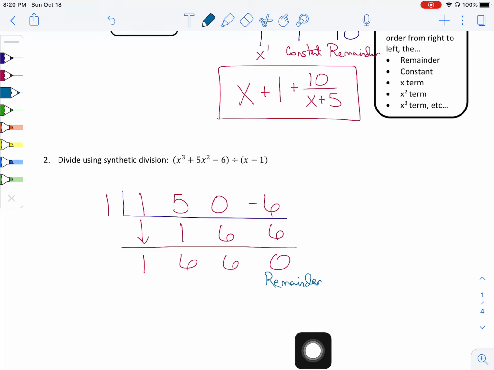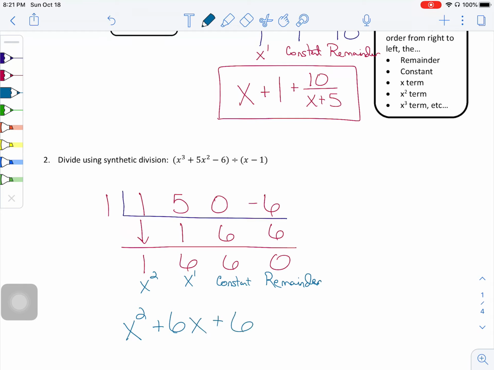All right, if we move one place to the left, we have our constant. One place to the left, we've got our x to the first. You can just write x if you wanted to. And if we move again one place to the left, we're going to move up a power on x's, so this is now x squared. So putting this answer together, we have 1x squared, so x squared if you're going to be lazy, plus 6x, since that 6 is positive. Our constant is 6, and the remainder of 0 means you don't have to add anything because it was a perfect division problem. All right, so that's problem number 2.